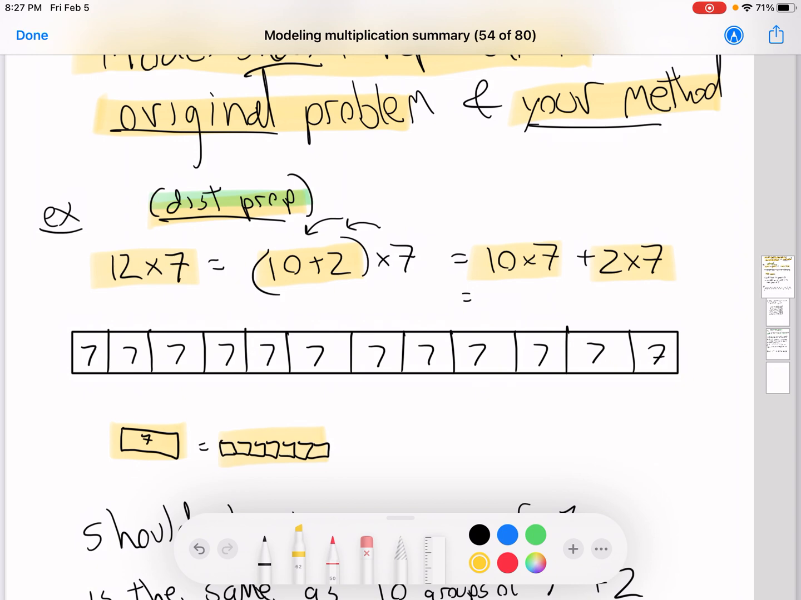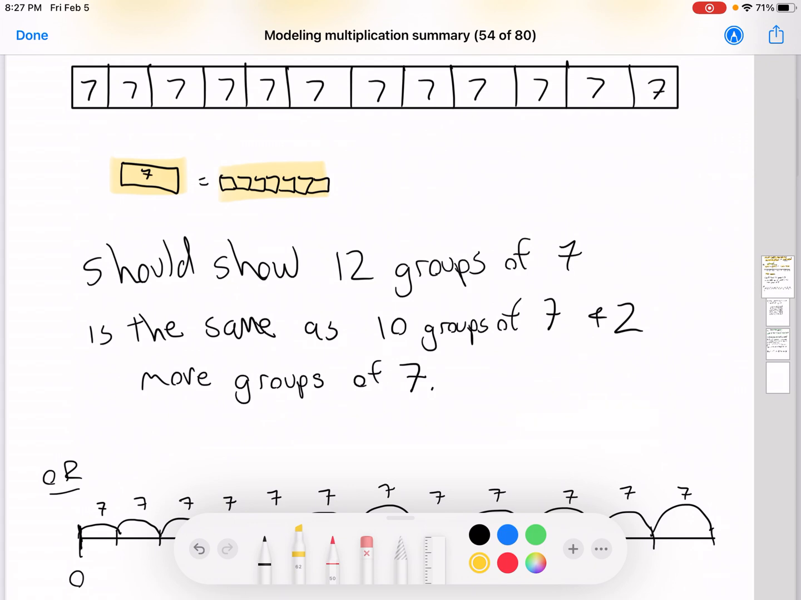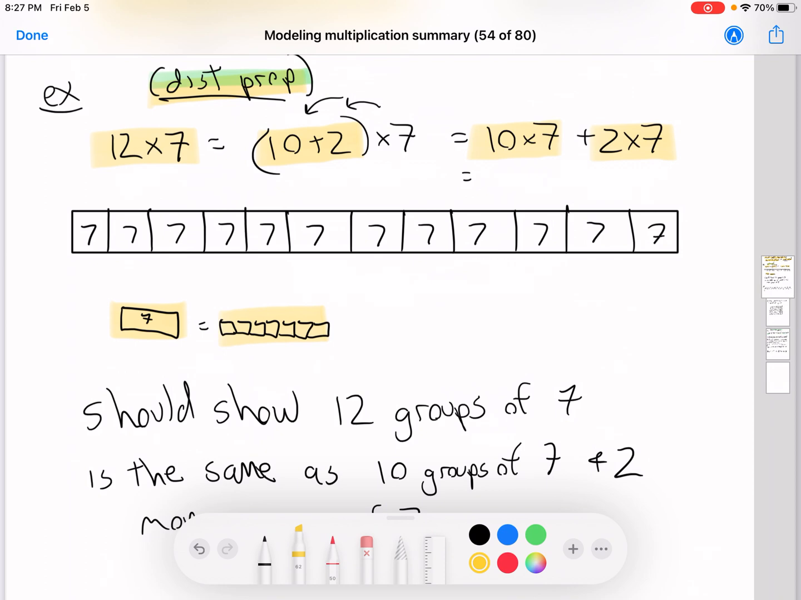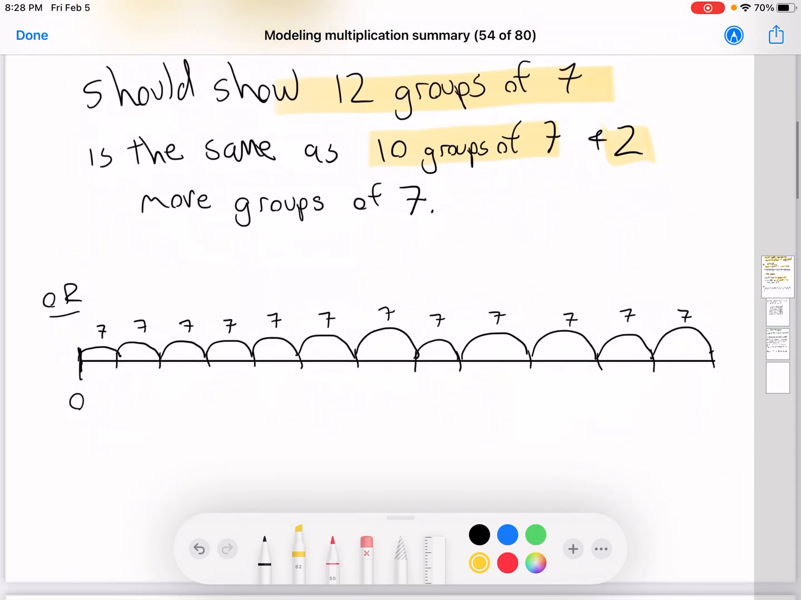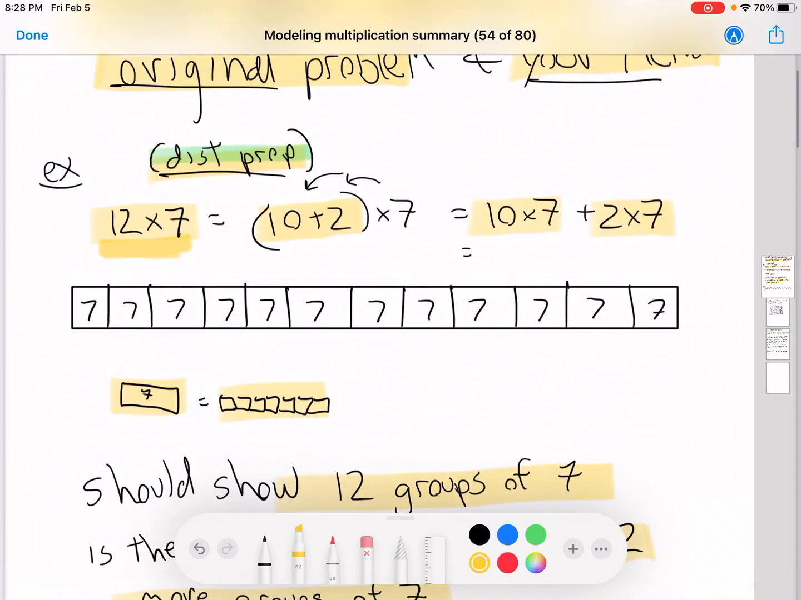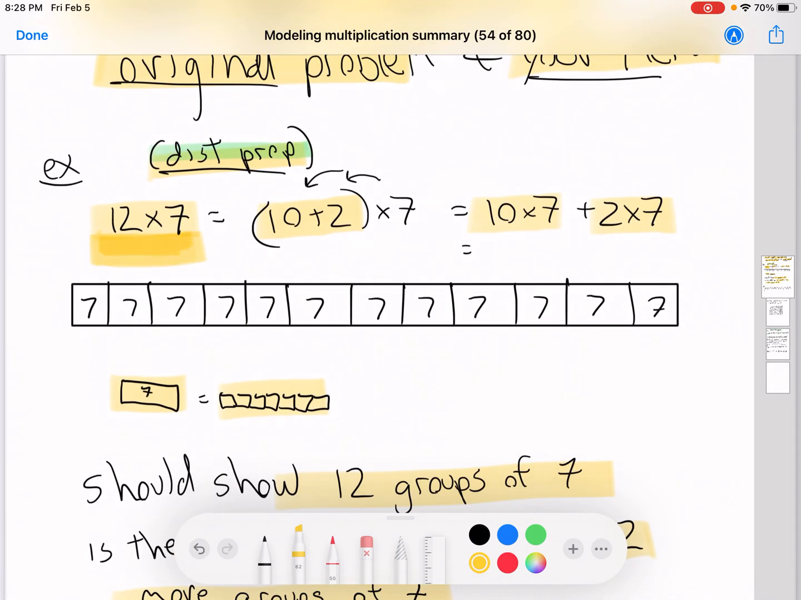And so up here, like I said, it should represent the original problem and our method. So we should show that the 12 groups of 7 is the same thing as 10 groups of 7 and 2 more groups of 7, right? So we have 12 groups of 7 over here, and you can clearly see this is 12 groups of 7 if you count, and I want to show that that's equal to 10 groups of 7 and 2 groups of 7, and this picture, if I were just to split it right here, would clearly show that, right?